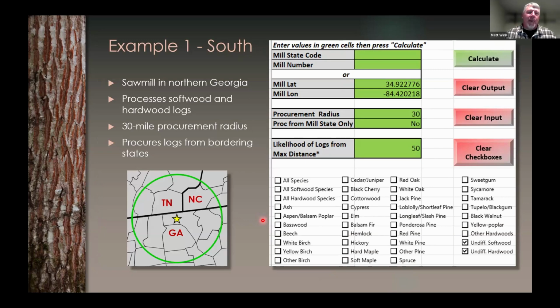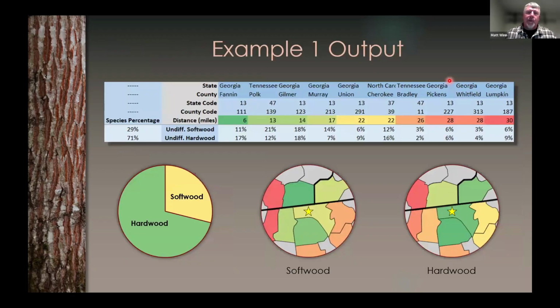So let's pretend we have a mill in northern Georgia that processes both softwood and hardwood. They give us a 30-mile procurement radius, and they procure logs from outside of their own state. So you can see what the input data would look like over here. We've got both undifferentiated softwood and undifferentiated hardwood selected. So when we click the calculate button up here, this is what the output looks like.